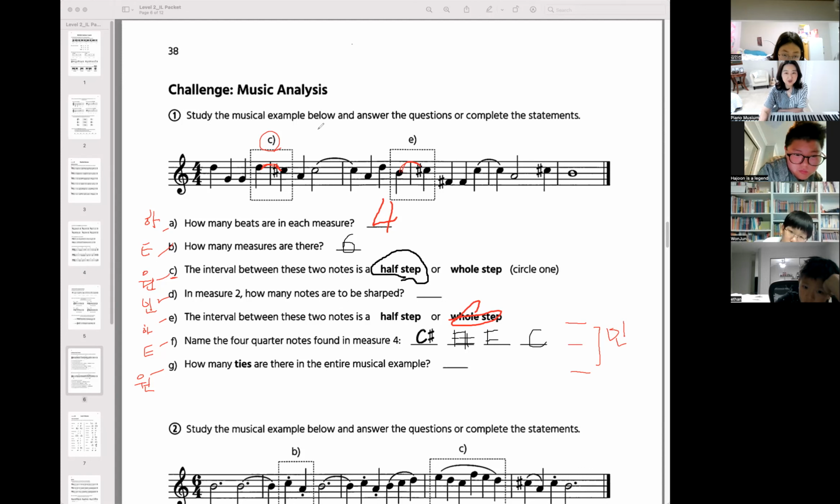그리고 민선이 거는 measure 2. 이게 measure 2지. 이 measure 2에 how many notes will be short? And then Ethan, I want you to check the answer. If it's right, you mark it here.